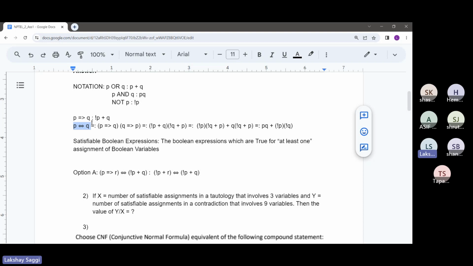So this was the main idea which I wanted to give to you guys. You can keep this sort of thing in mind also, that P if and only if Q is equivalent to this term. But I don't think we'll need that here itself. So I have actually resolved this P implies R if and only if not P plus Q to this: not P plus R if and only if not P plus Q.